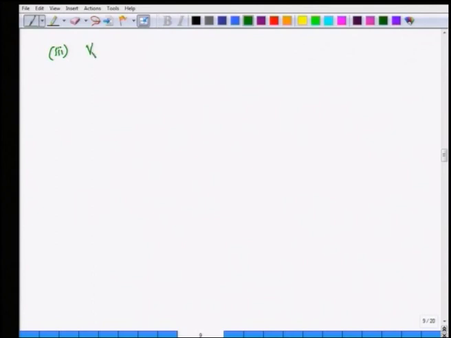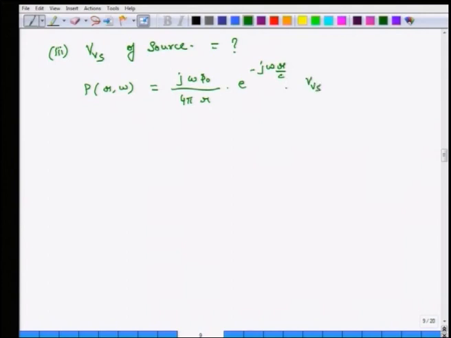My next aim is to find the volume velocity of the source, which we have been talking about so far. So, what is the volume velocity of this source? Now, we have seen earlier that the relationship between complex pressure P of r and omega and volume velocity is this. So, P of r and omega is equal to j times omega times density divided by 4 pi r times e to the power of minus j omega r over c times V s.